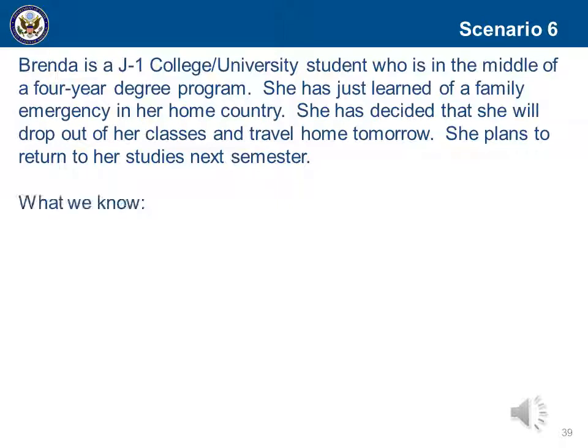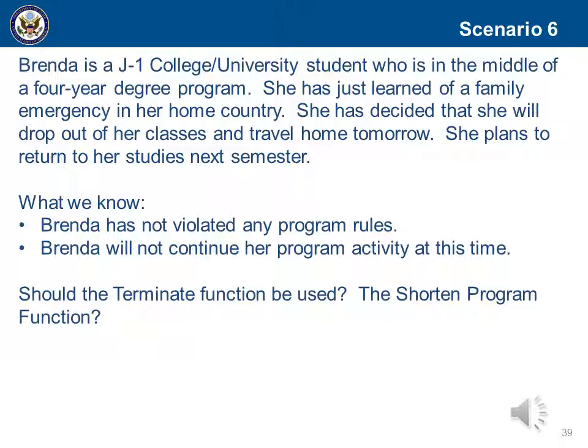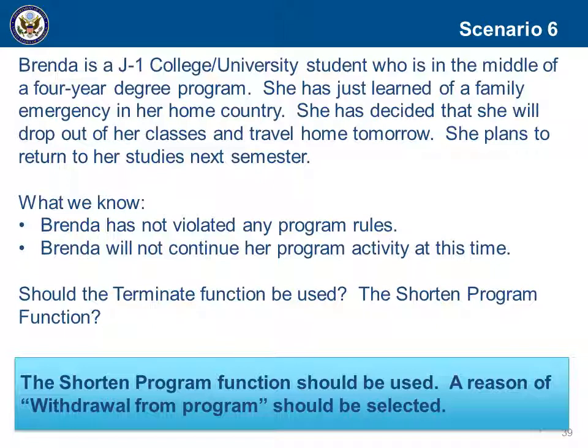Here's what we know. Brenda has not violated any program rules. Brenda will not continue her program activity at this time. Should the terminate function be used? The shorten program function? The shorten program function should be used. A reason of withdrawal from program should be selected. For authorized early withdrawals of J1 exchange visitors, do not use the terminate function.